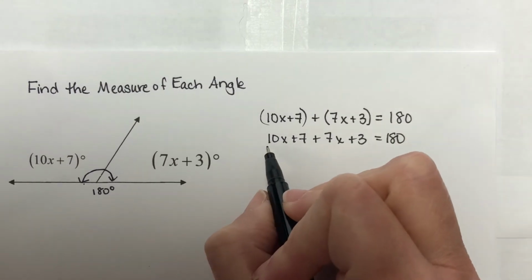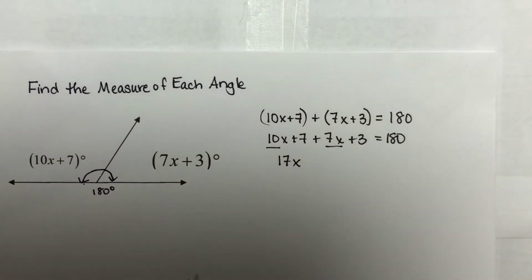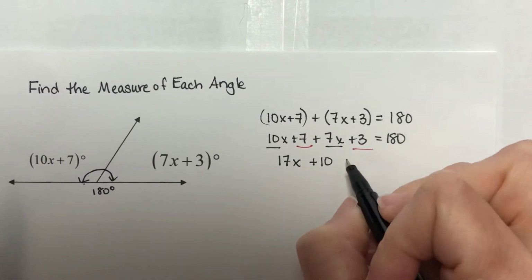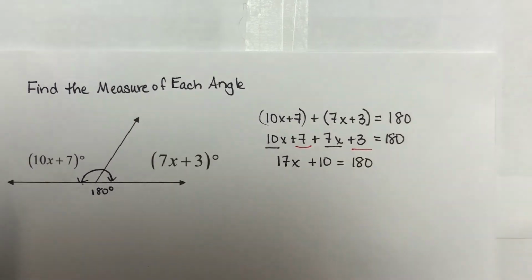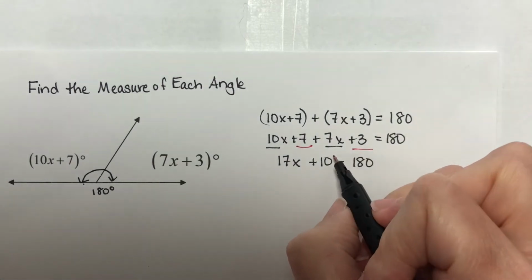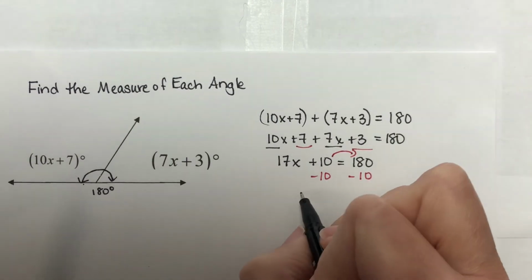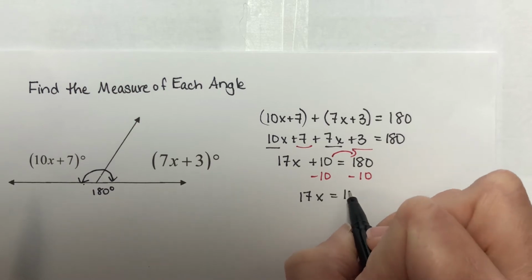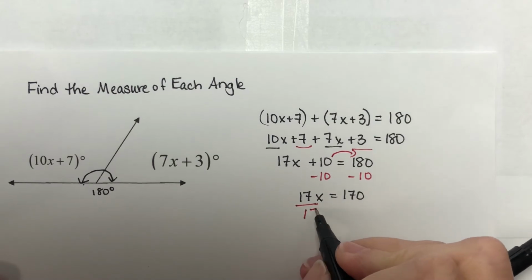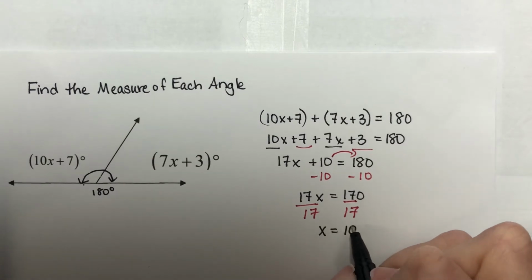Now combine like terms here. 10x plus 7x is 17x. And then 7 plus 3 is 10. So I have 17x plus 10 equals 180. Now we need to get x by itself, so I need to subtract 10 from both sides. I get 17x equals 170. Now to get x alone, I need to divide both sides by 17. And that tells me that x equals 10.